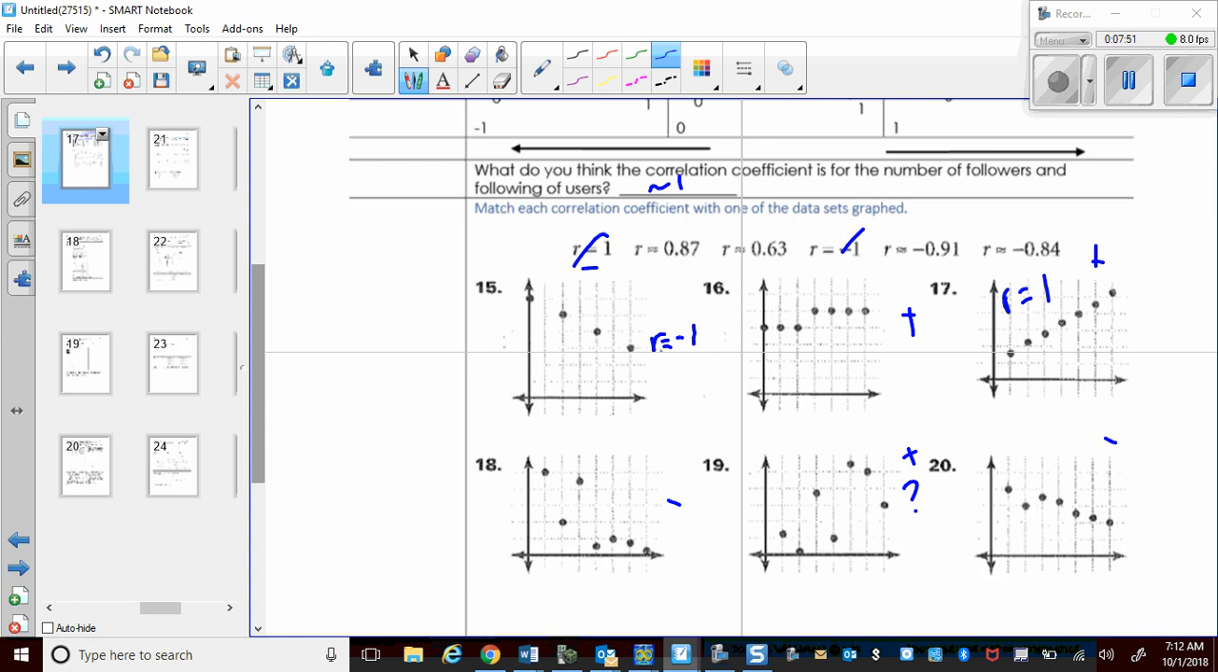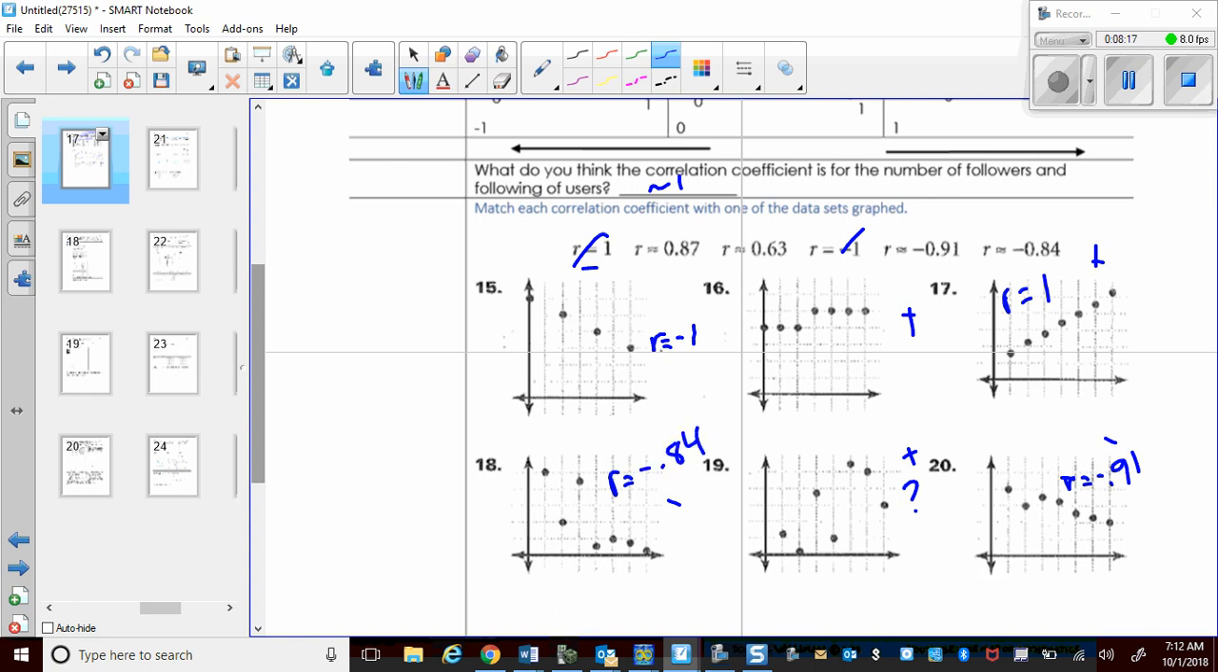We have 2 more negatives, so we want to choose the one that's very predictable for the highest negative, or the lowest negative actually. And this correlation coefficient will be -0.91. It's very predictable. This is more predictable than, say, number 18, which has a lesser, or a greater, if you're thinking about negatives, correlation coefficient.